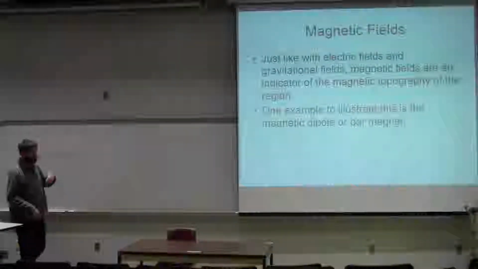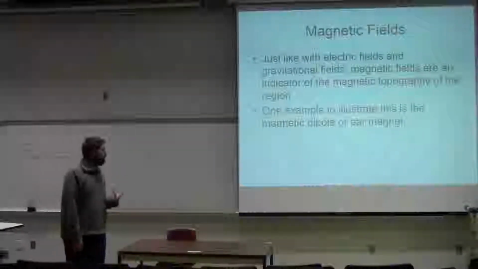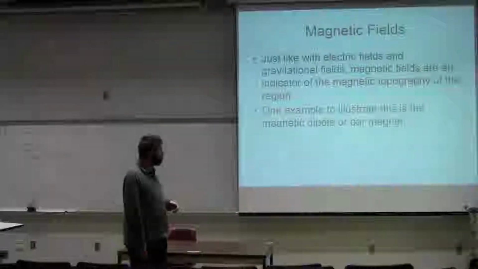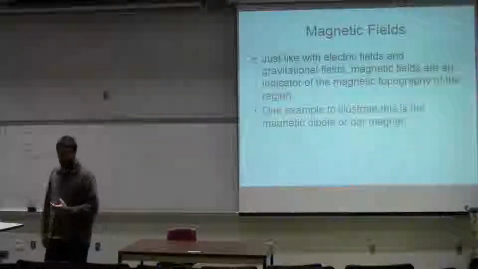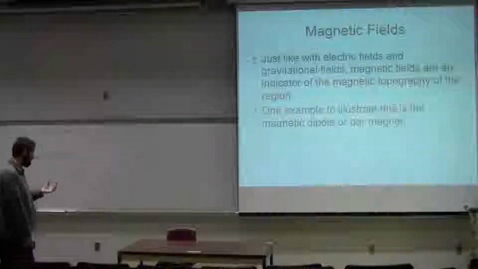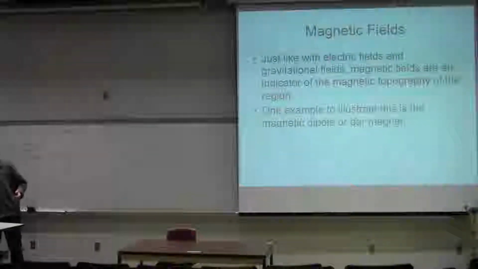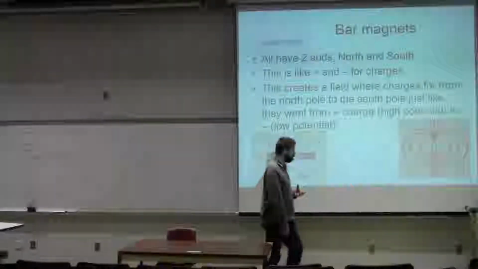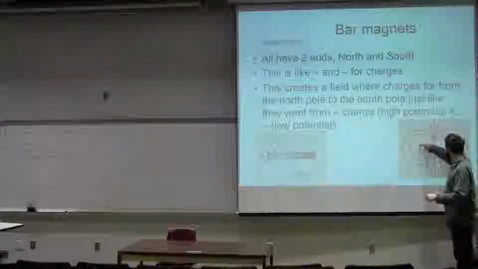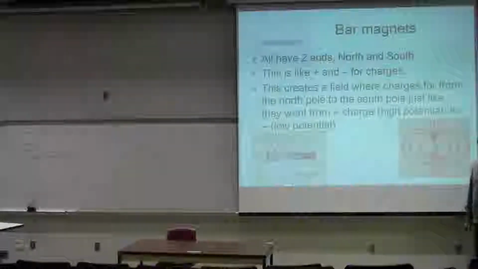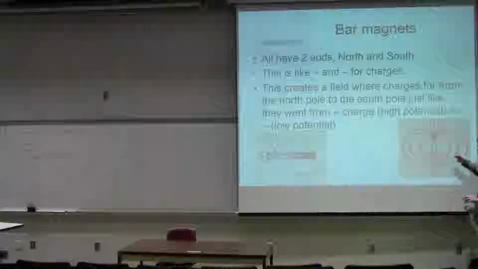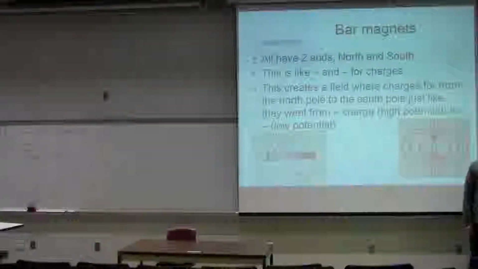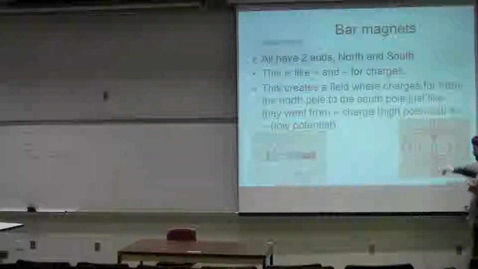So just like with electric fields and gravitational fields, magnetic fields are an indicator of magnetic topography, magnetic heights, if you will. This is oftentimes illustrated with a dipole magnet. We have the north side and the south side. The magnetic lines, which indicate where the magnetic fields are, go from the south to the north. By the way, fun fact, the Earth is actually backwards. Our north pole is actually a magnetic south, and our south pole is actually a magnetic north by this definition.